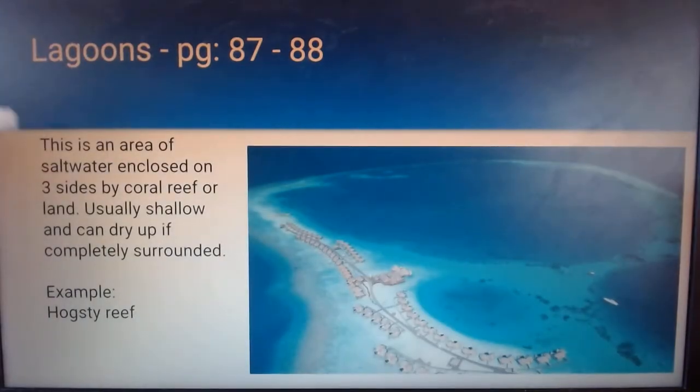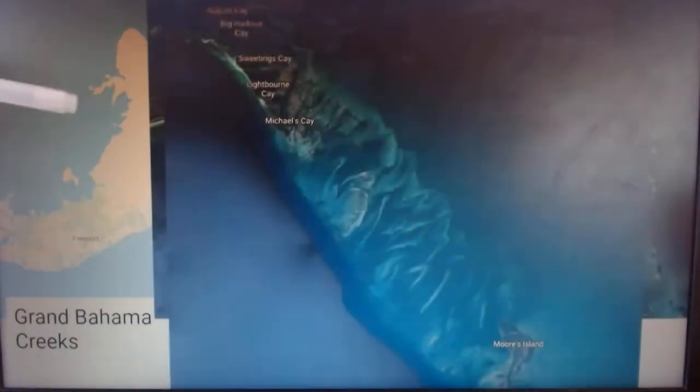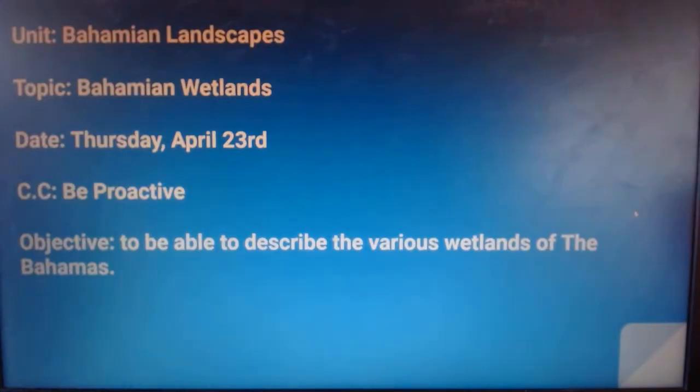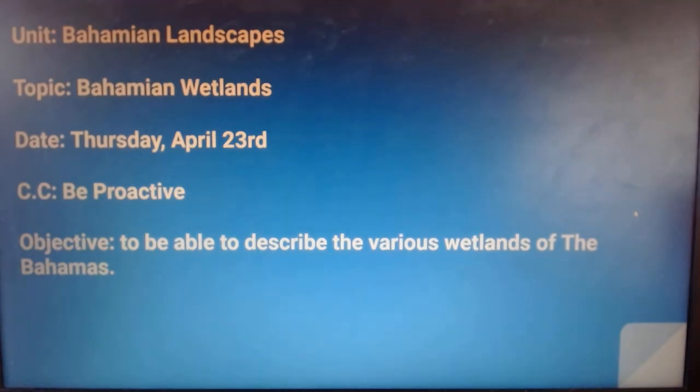I went through that quite quickly, but you can go back and look at your pictures and make sure you get all these little notes down. There's no assignment, so that's wetlands done. We'll be moving on to coral reefs on Monday and continuing with Bahamian landscapes next week.